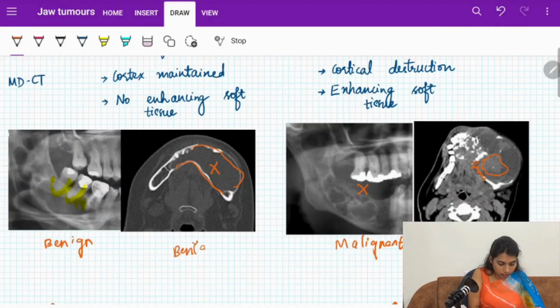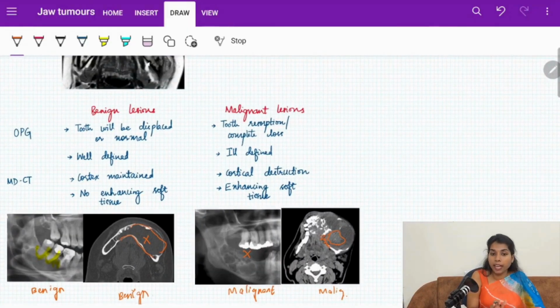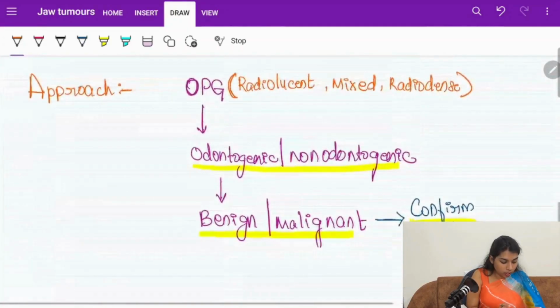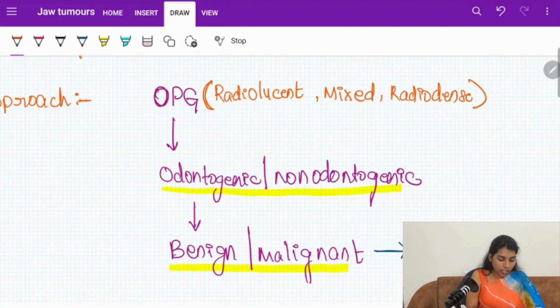benign lesion. Now that we understood how to differentiate between benign and malignant lesions, we look at the most important part of today's lecture, that is how do we approach jaw tumors. Always and always and always start with an OPG and classify them as radiolucent, mixed and radiodense lesions. Once you do that, half of your work is done. Then you have to differentiate whether it's an odontogenic or a non-odontogenic lesion.